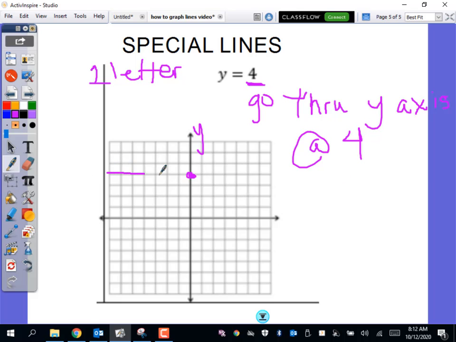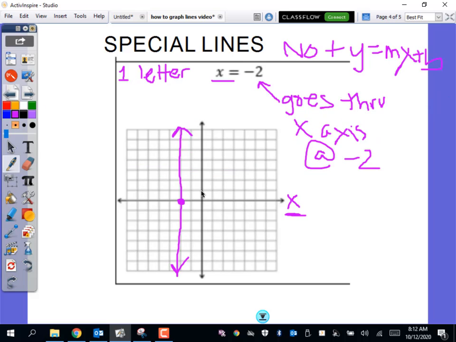So we're drawing this line sideways. So our y lines are always sideways. Our x lines are always up and down. Keep an eye out for these while you're practicing on your formative. Otherwise, you can go ahead and get started.